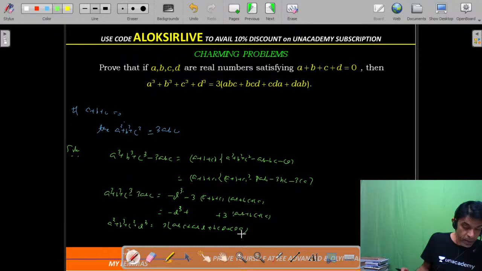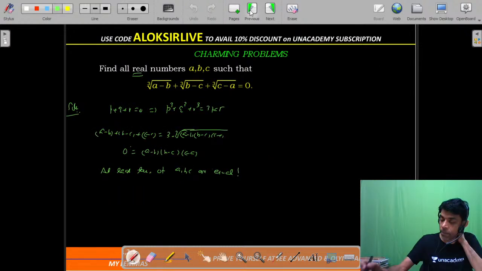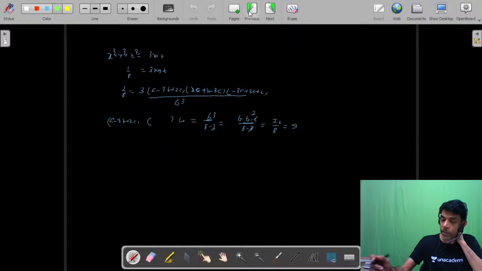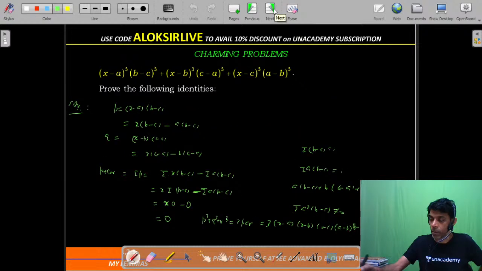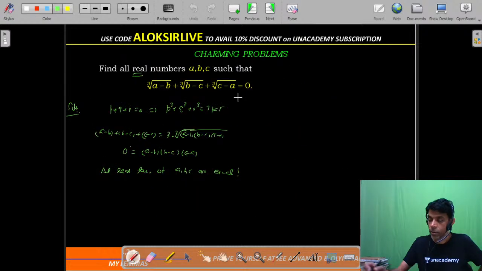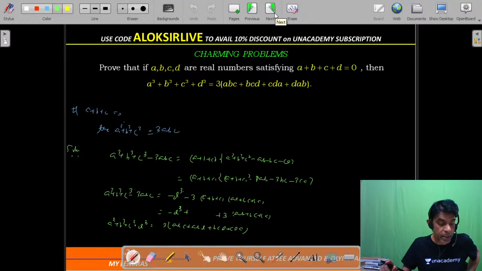Sum of 4 cubes. If a plus b plus c was 0, which I'll always use, so sum of cubes is 3 times the product. Similarly, here also, if the sum of 4 numbers is 0, then the sum of their cubes equals 3 times their products taken one at a time. So this number is relevant.